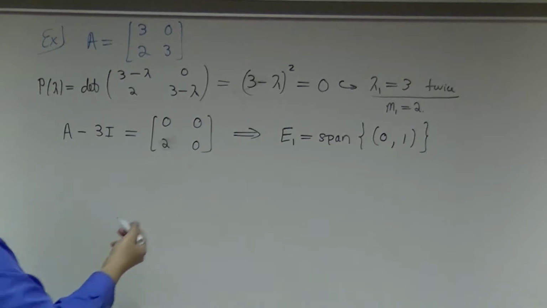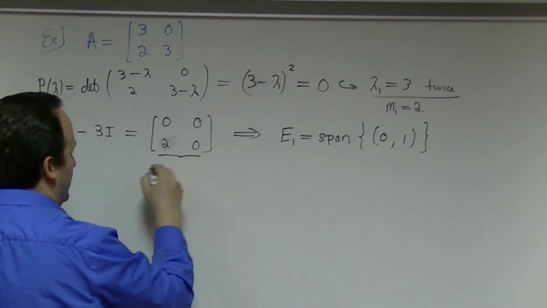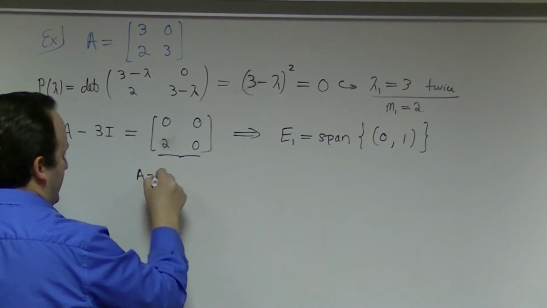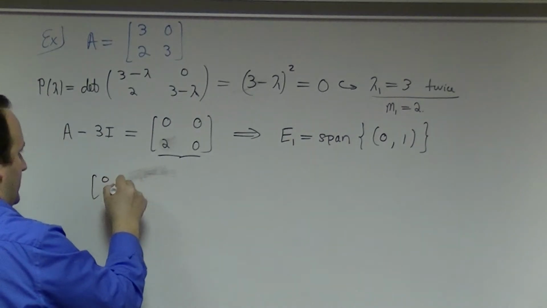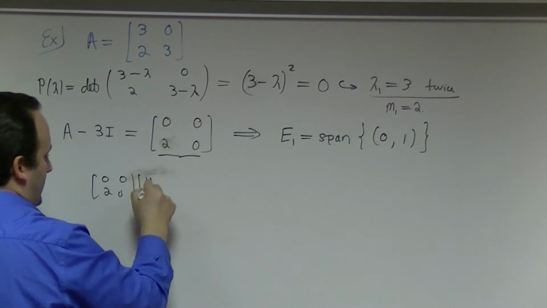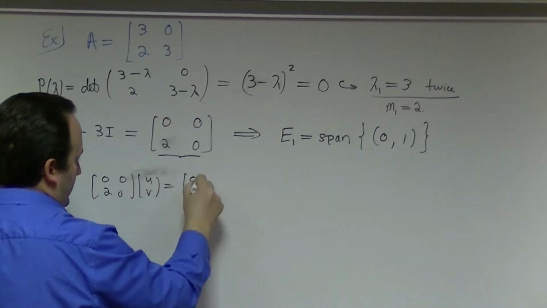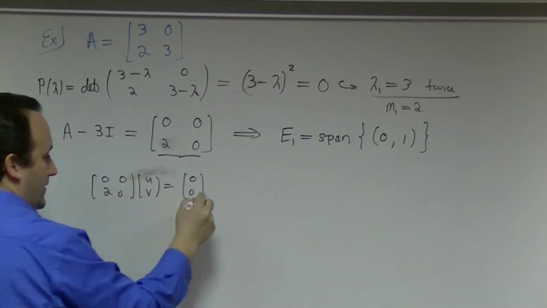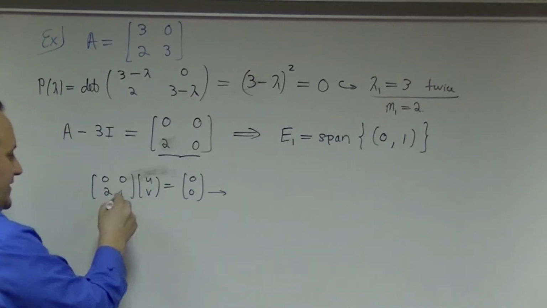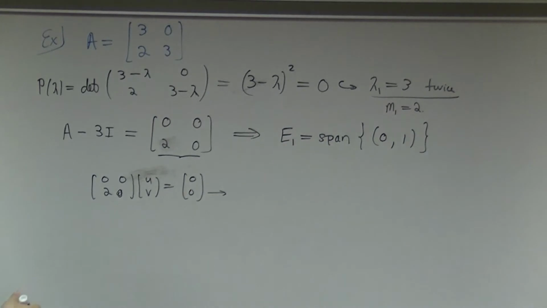Now, if you really want me to give you the equation, it is this. If I look at A minus 3I, I mean, if I look at 0, 0, 2, 0 times u, v equal to 0, 0, the only interesting equation here, of course, is the second one, right? So that's the other case. I said that they have to be the same equation. That was not true. But you guys can call me on it.